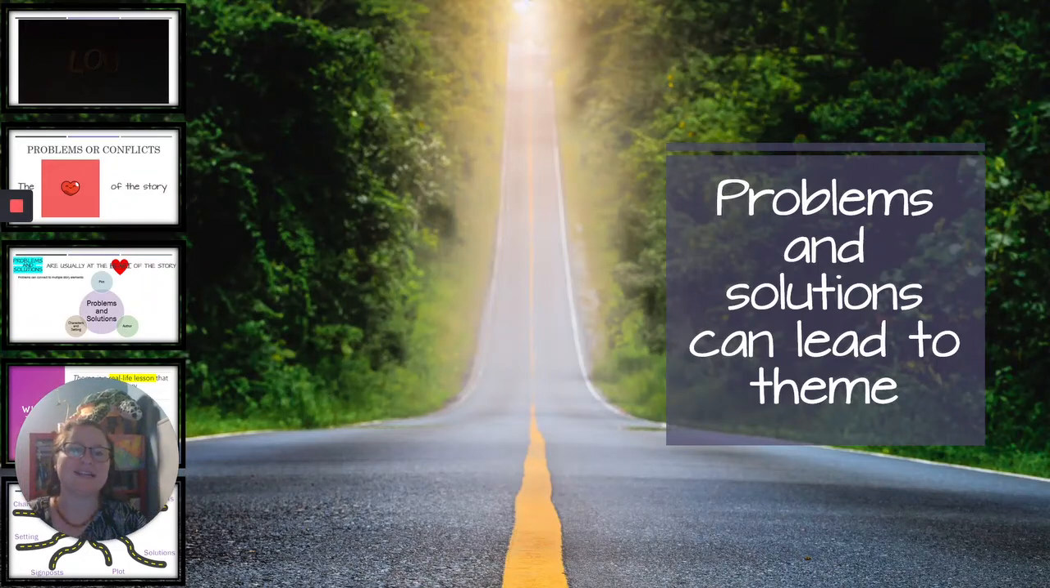Guys, welcome back. Today we're going to continue talking about problems and solutions, and we're going to especially connect it to the main parts of the story. So yesterday you learned that the problem or conflict, sometimes it's called, is really the heart of the story. Every story is important because of what problems and solutions are in that story.